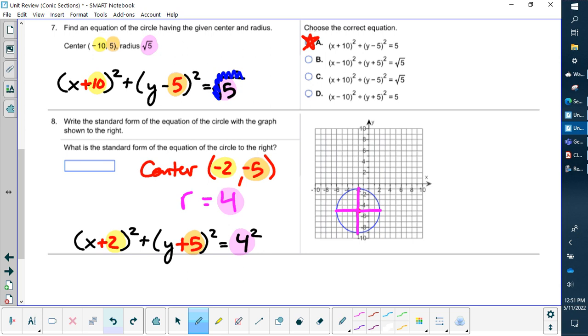Now, the program, if you type it in this way, probably won't make it accurate. So you actually have to change this to 16. So actually square that number.